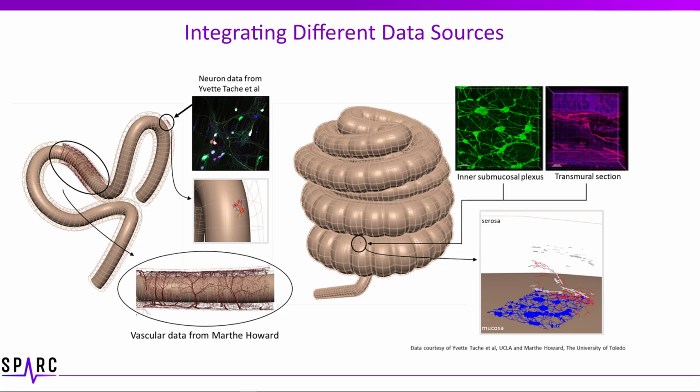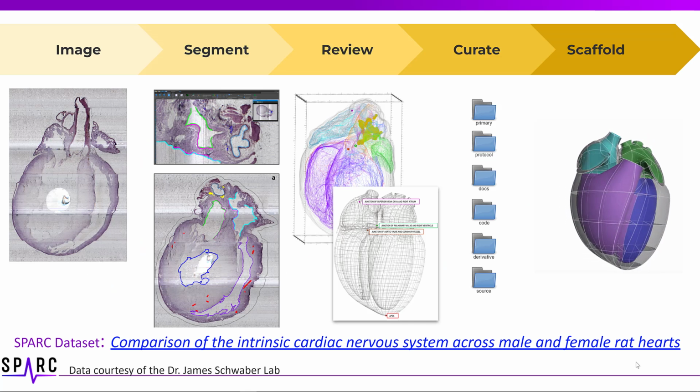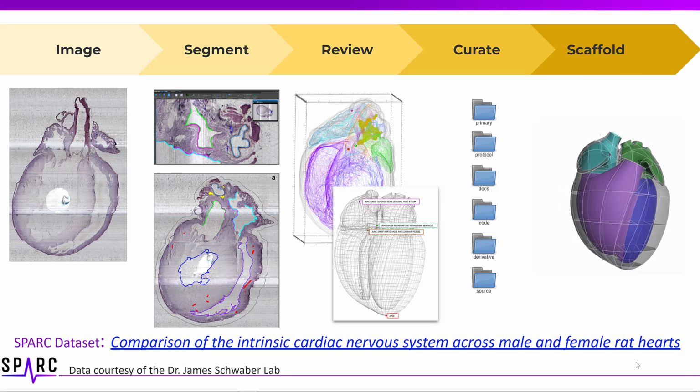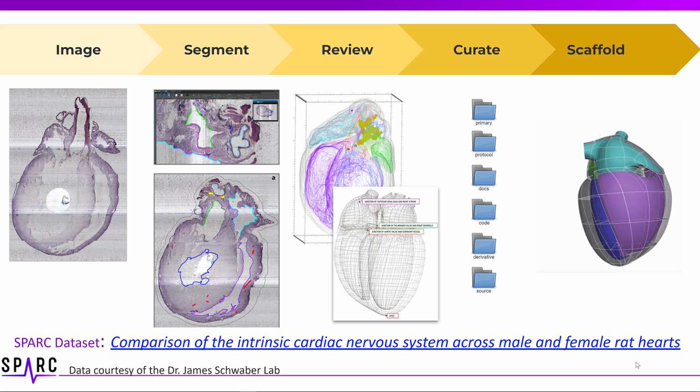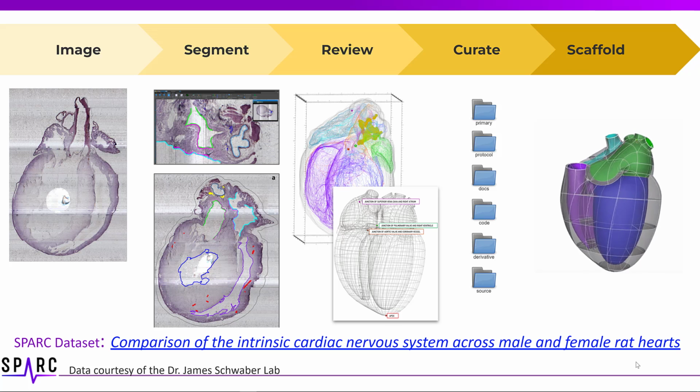This highlights the beauty of scaffold registration, as we now have access to a platform for investigators to continually improve and update models of nerve organ interactions as discrete pieces of data continue to come together on a common framework. Here is an illustration of the heart dataset, which follows a similar curation process of image segmentation to 3D scaffold registration before it's published on the SPARC portal.